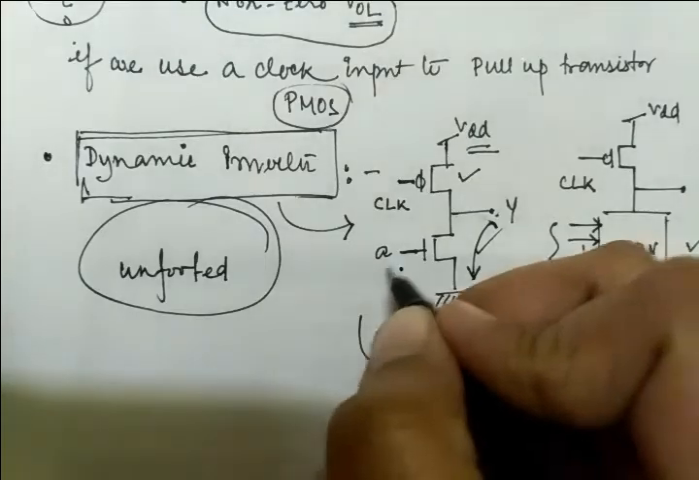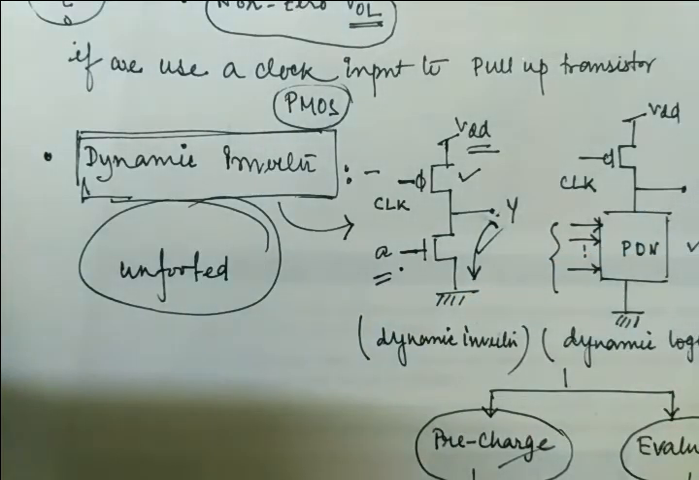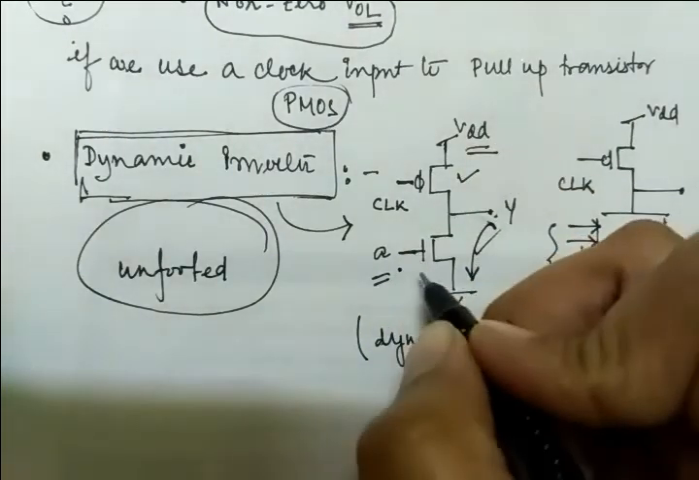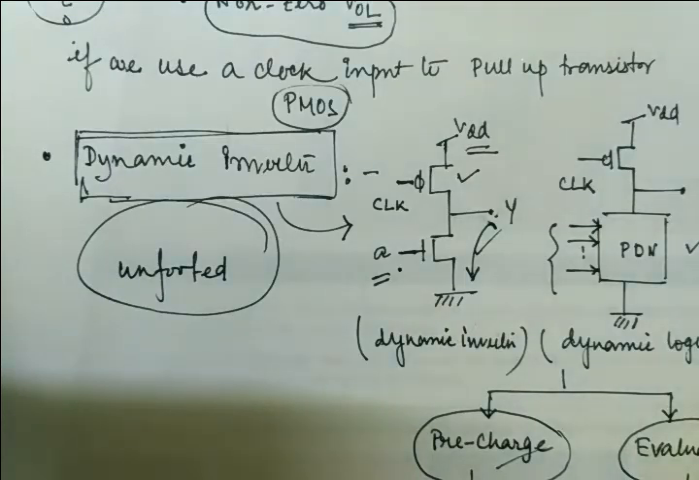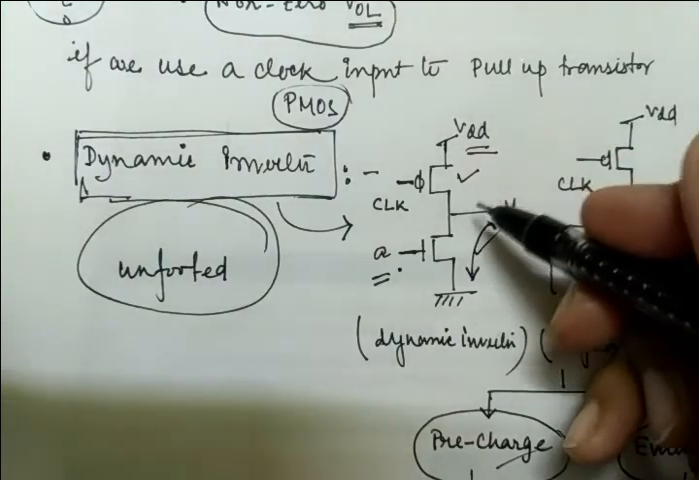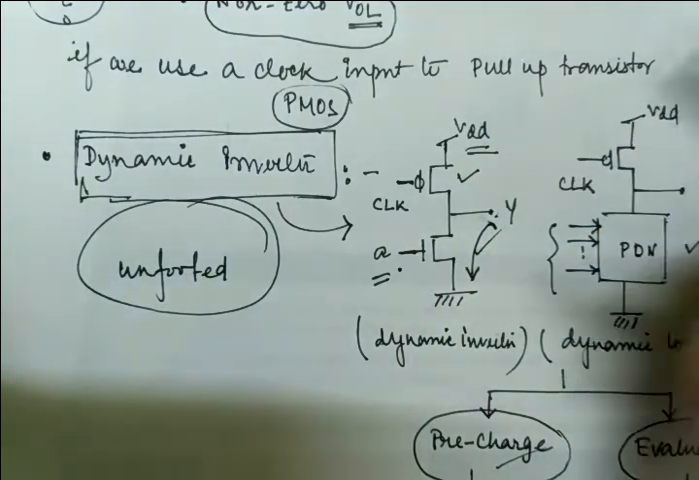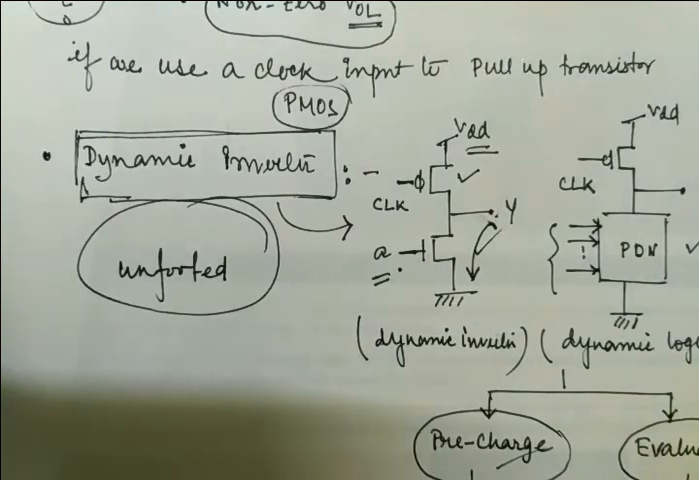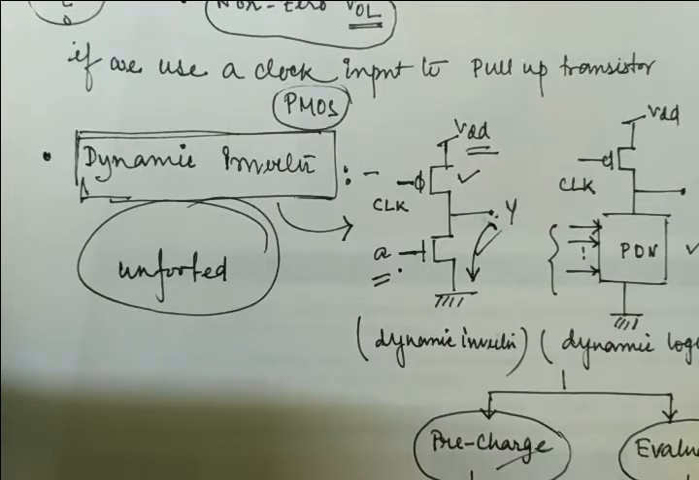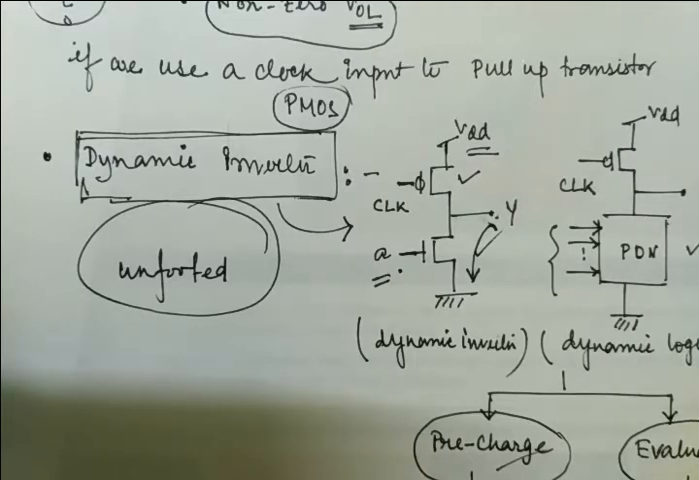Okay, and if this input equals 1, what will happen? This PMOS is on and this NMOS will also be on. So in parallel, this PMOS on, NMOS on, so the contention will take place. This will malfunction, right? Because at a time, only one transistor should be on. They can't work together in parallel.